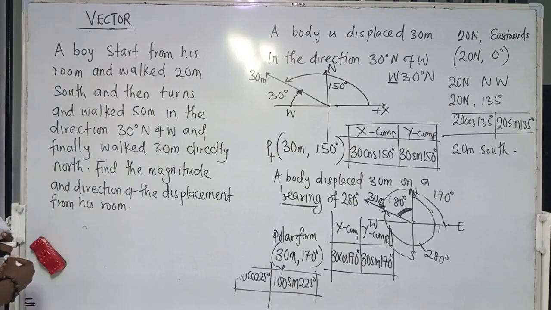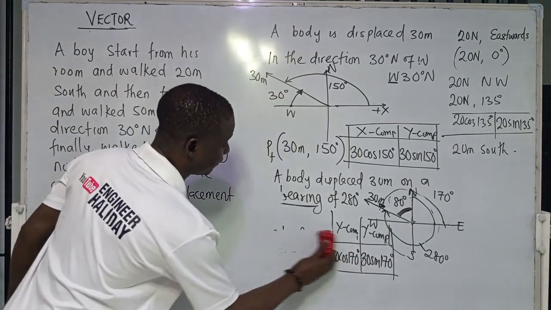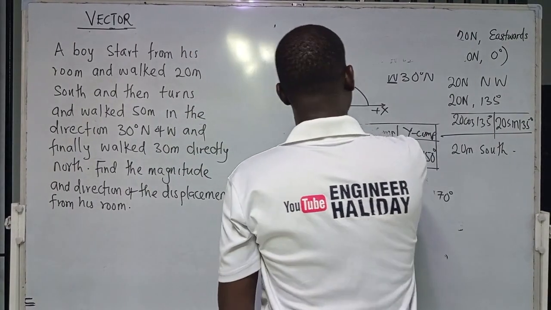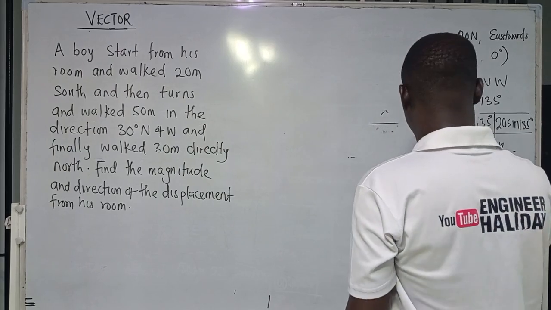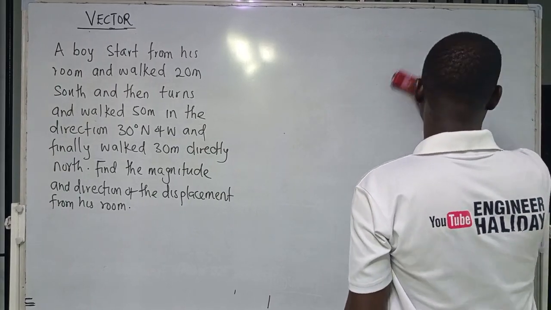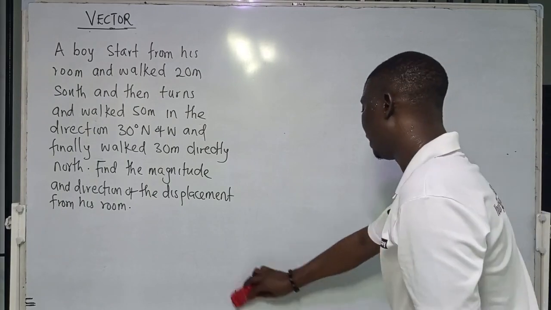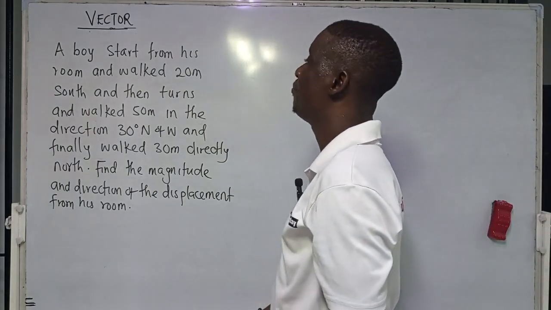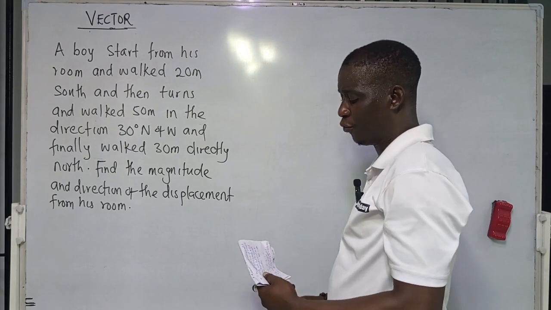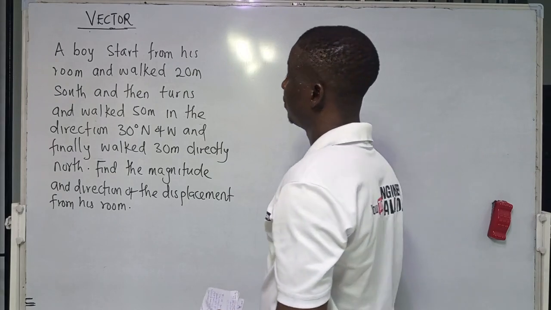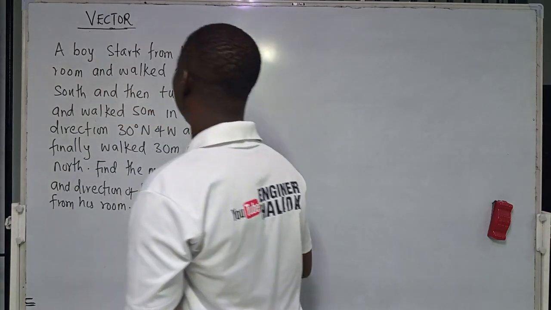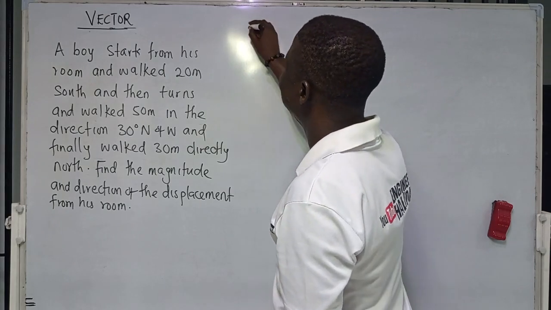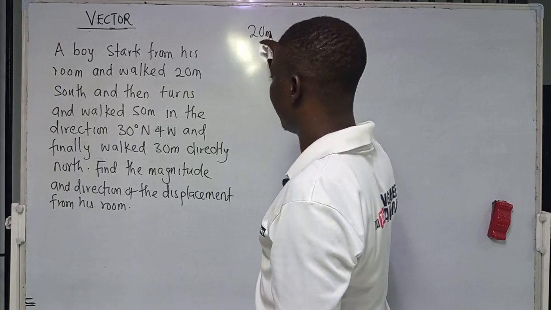Now, this is a vital question I want us to look at. Quickly, I want you to listen. I want you to apply everything you have learned so far in this particular question. You will enjoy the question. Now, this one says a boy starts from his room. The boy starts from his room and walks 20 meters south. Let me put it there.